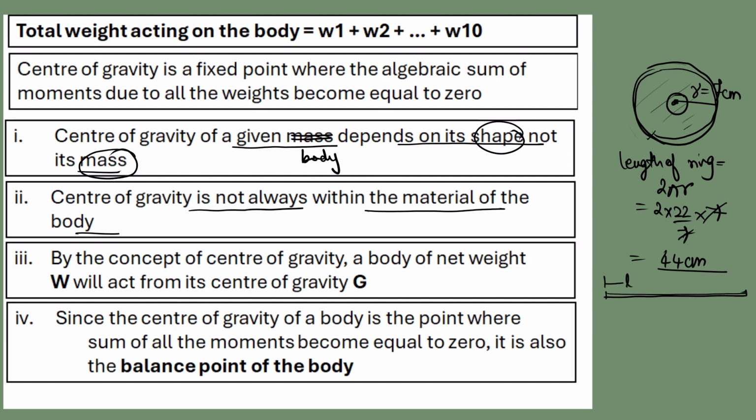So the length of the rod is going to be 44 centimeters. Tell me, now where will the center of gravity lie? Because we are talking about a uniform object over here, the rod is also uniform. I have just taken this ring and opened it up. So in this case, the center of gravity is lying well within the rod, at the center, at 22 centimeters from both ends.